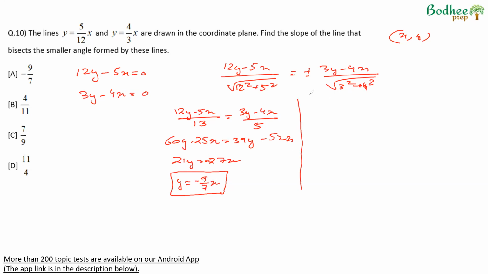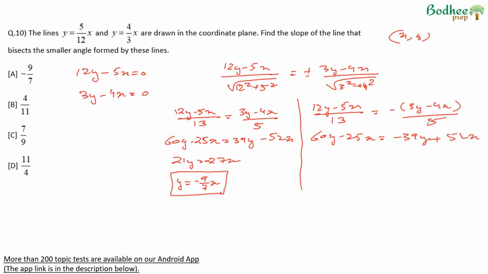The second possibility is 12y minus 5x upon 13 is equal to minus of 3y minus 4x upon 5. 60y minus 25x is equal to minus 39y plus 52x. 99y is equal to 77x. Y is equal to 7 by 9x. These are the two possibilities that we are getting.